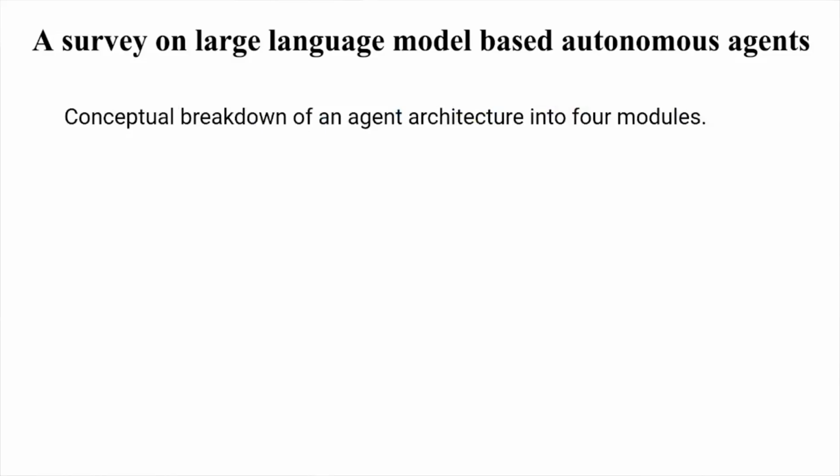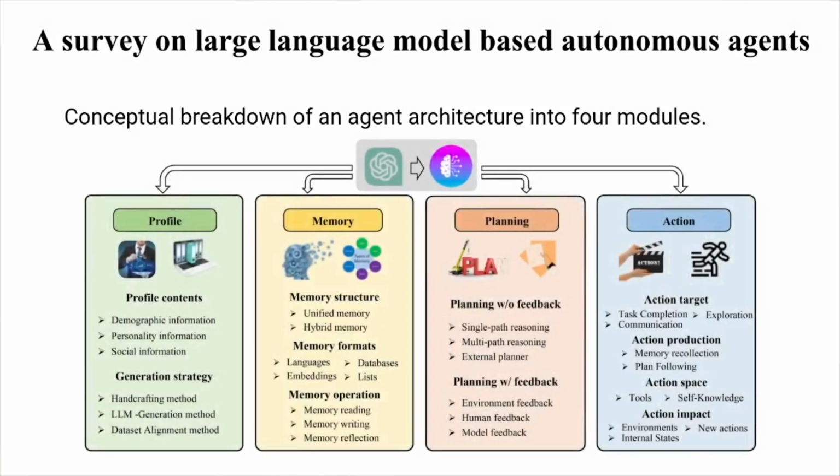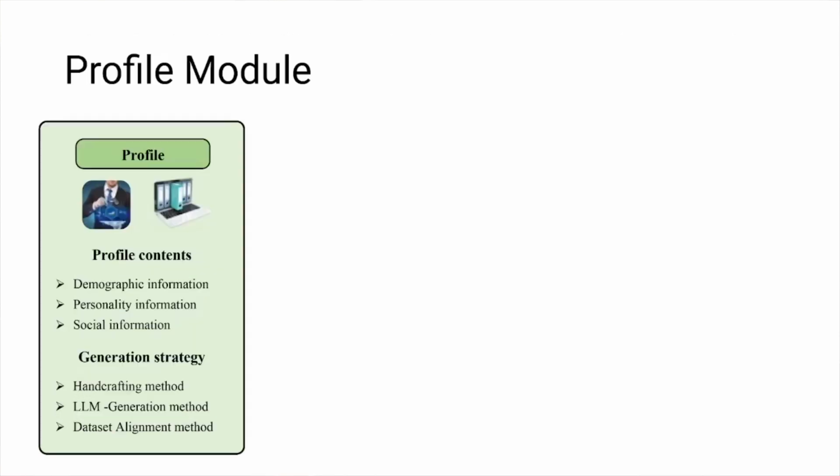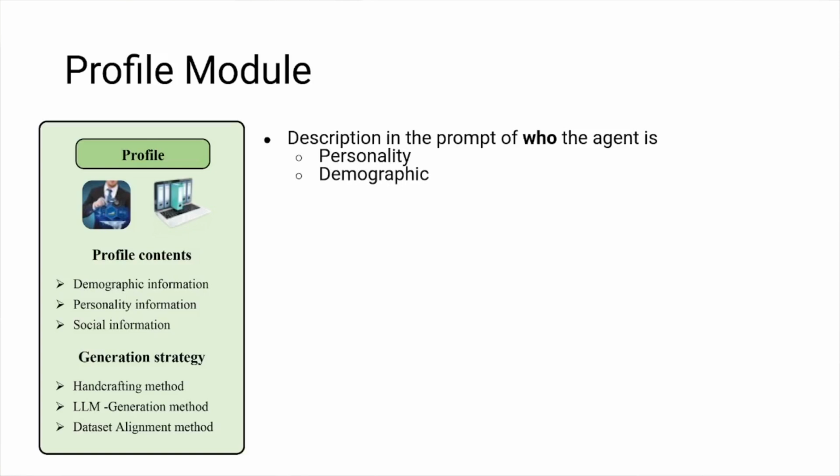Okay, they also give a conceptual breakdown of what an agent architecture contains, into four modules. I stress these are conceptual; in the code, you might not actually have these distinctions. These are the profile, memory, planning, and action modules. So we'll start with the profile module. As I was talking about before, this is a description in the prompt of who the agent is: its personality, maybe the demographic the agent is meant to be from, if that is relevant to the task, and also its role, its job, its career.